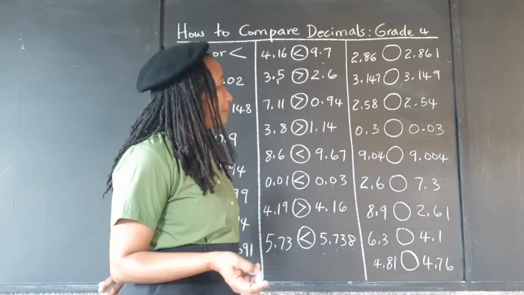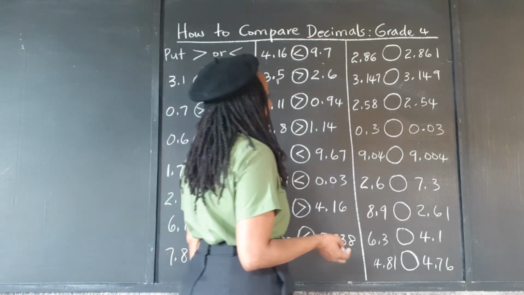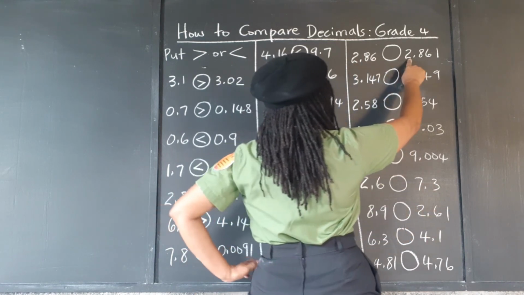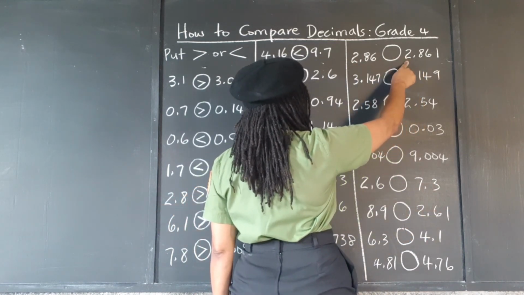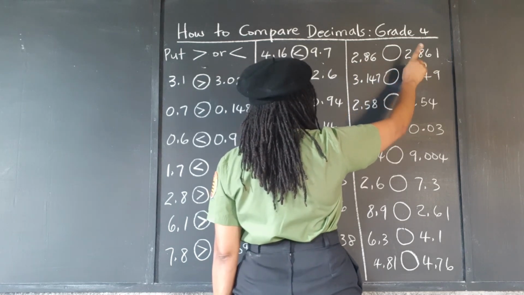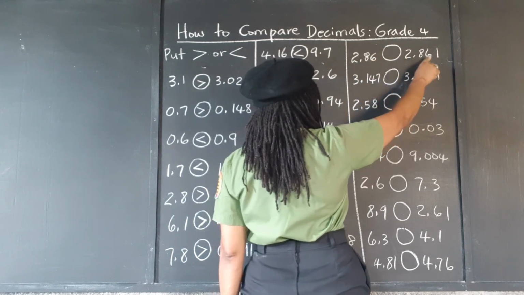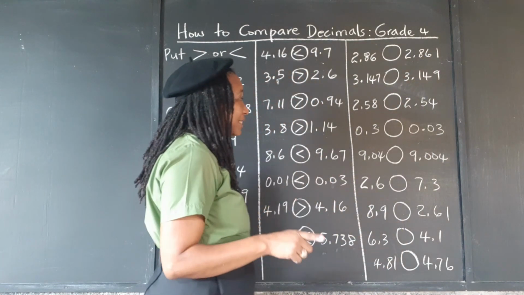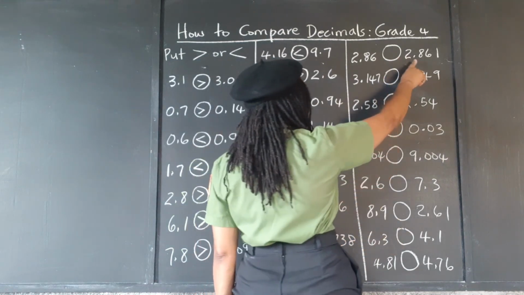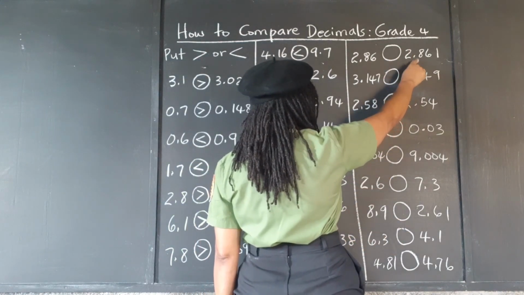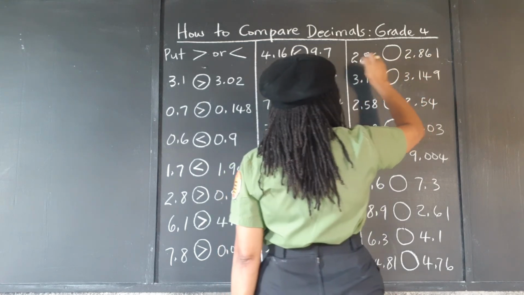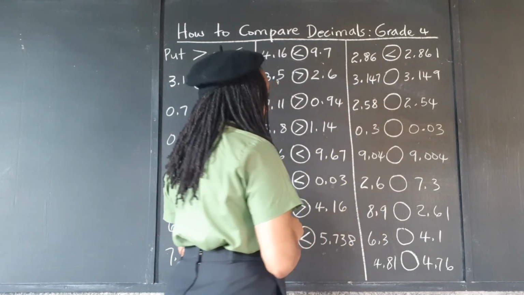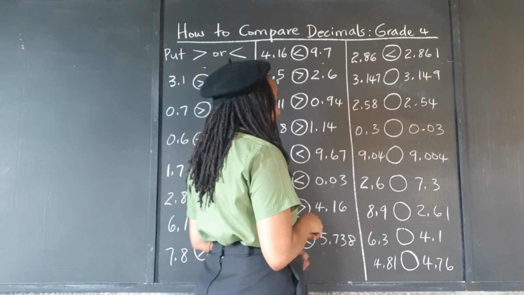So let's do the final batch. 2.86 compared to 2.861. They both have a 2 in the ones place. They both have an 8 in the 10th place. They both have a 6 in the 100th place. This has an additional 1 in the 1000th place. So this gets the edge with this additional 1. So 2.86 is less than 2.861.